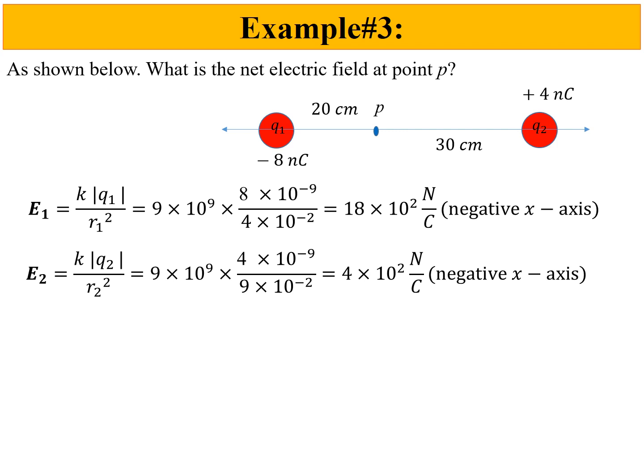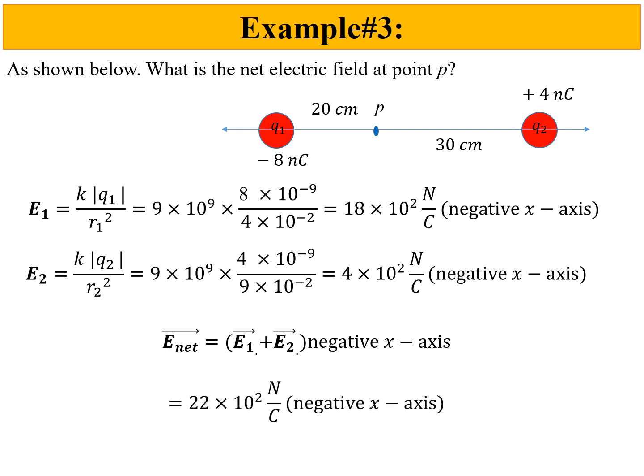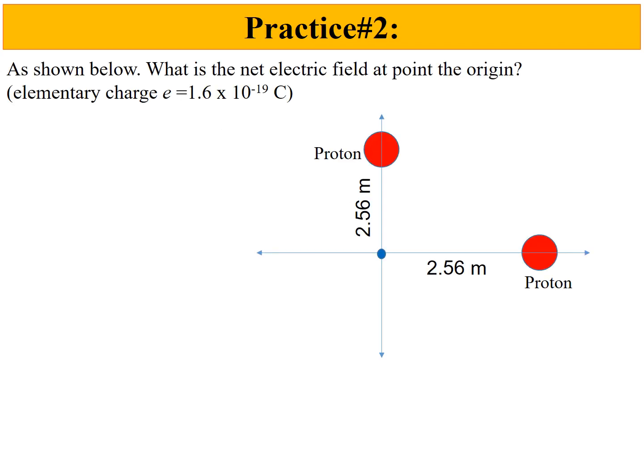So the net electric field in this case will be E1 plus E2, and since they add up, the direction will be the same, negative x-axis, and if you add them up, you will get 22 times 10 to 2 Newton per coulomb in the negative x-axis.